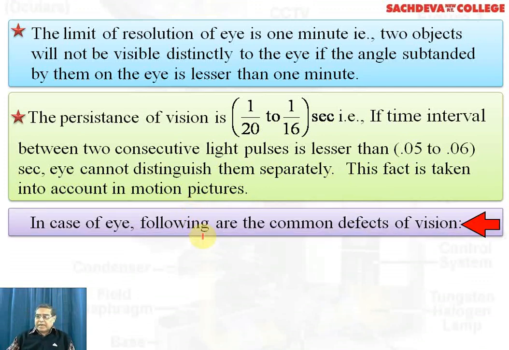Now, in case of the eye, the following are the common defects of vision. As I have explained to you, one of the defects is called myopia. The other defect is hypermetropia. Then comes presbyopia and then comes astigmatism. So these are the basic defects. The lenses used for correcting these defects: for myopia, a concave lens, that is a diverging lens; for hypermetropia, we use a convex lens; and for the remaining two, we use a cylindrical lens, or we have to change the sphericity to a particular angle.